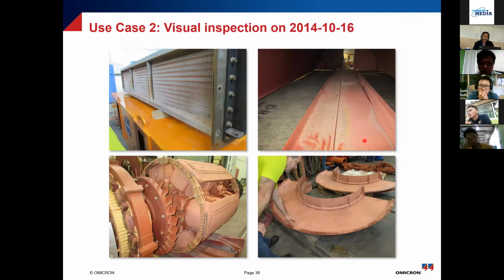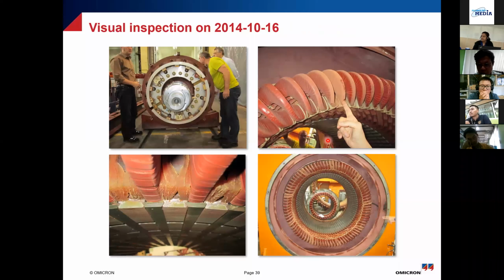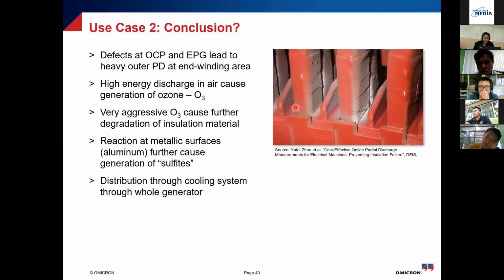So this was brought back to the workshop. Now, the first thing that you notice is it's heavy on contamination. So end winding definitely can be one of the culprits, because the end winding would be most exposed to this kind of contamination. And you can see here, all the end winding portion has pretty high surface contamination. And there are defects at OCP and EPG both.